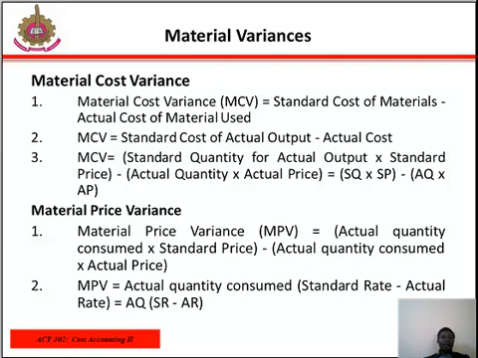From material price variance, MPV, that is actual quantity consumed multiplied by standard price, minus actual quantity consumed multiplied by actual price. And number two, MPV is equal to actual quantity consumed times standard rate minus actual rate, which is actual quantity in bracket of SR minus AR.